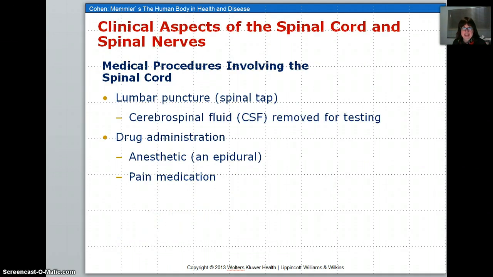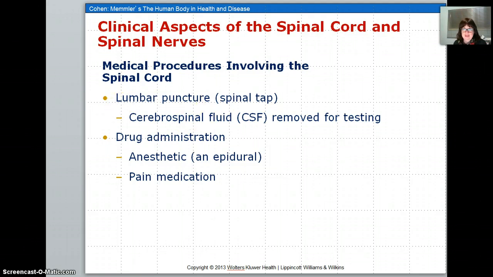When you look at the spinal cord, you will see that there are some procedures. The lumbar puncture, and that's when you're taking the cerebral spinal fluid. The cerebral spinal fluid is the fluid surrounding the brain and spinal cord, and it's there to help protect and lubricate the brain. Also, and to nourish the brain.